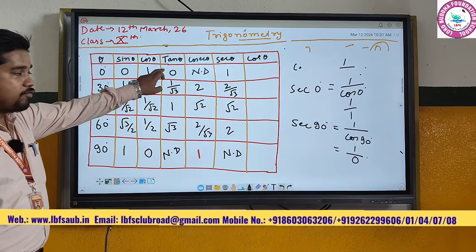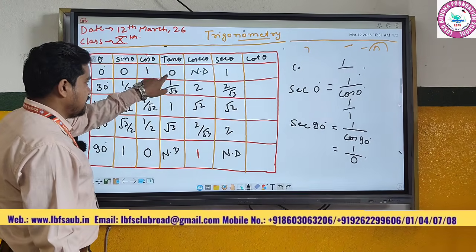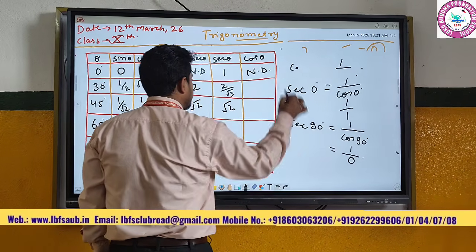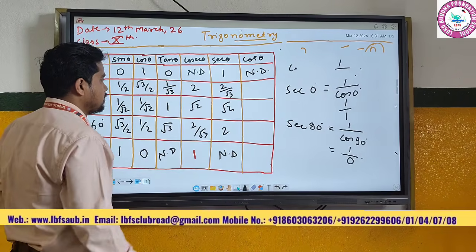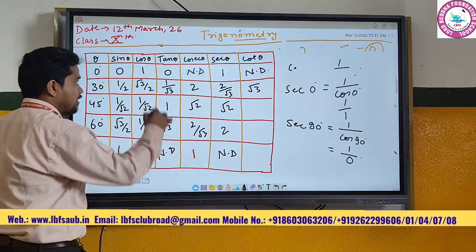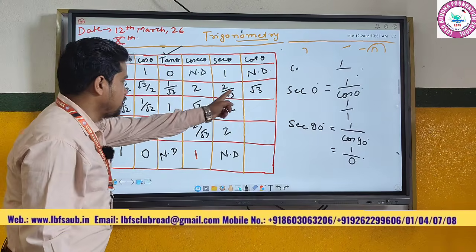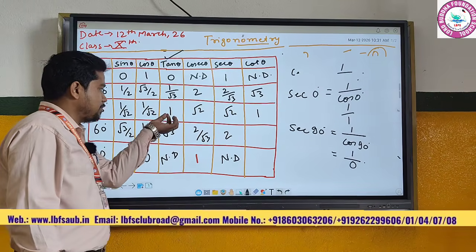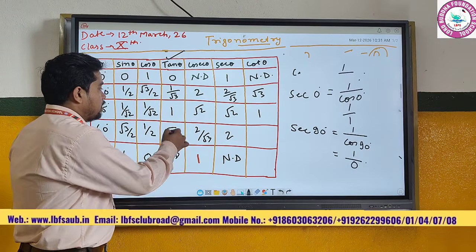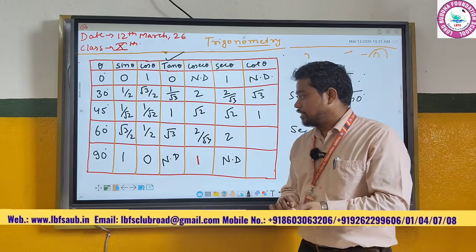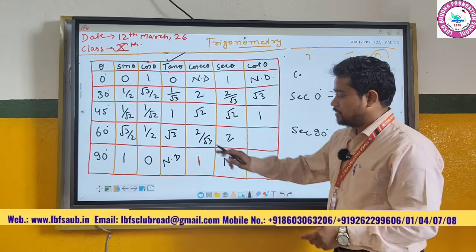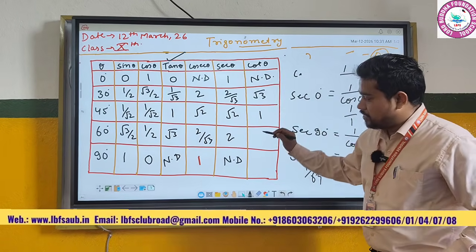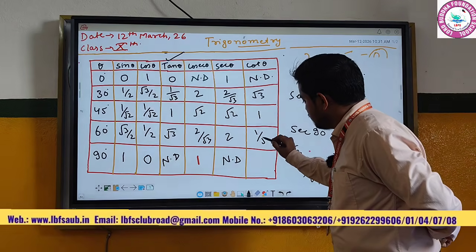Okay, now we have to find out the value of cot 0 degree, which here is 1 upon 0, it is not defined. Value of cot 30 is root 3. We can take the inverse of tan theta. We can write down the value of cot 45, which is similar to tan 45. The value of cot 60 degree is the inverse of tan 60, which is 1 upon root 3.